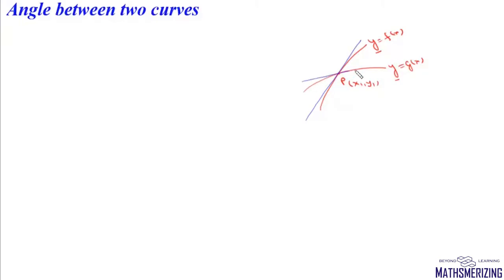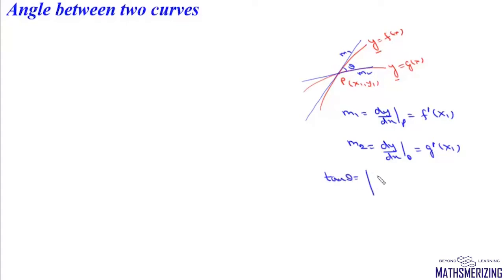at this point P. So we'll find m1, which is dy by dx at point P for this first curve, and that will be f'(x1), and we'll find m2, which is dy by dx at point Q, and that's your g'(x1). Now once we have these two slopes, m1 and m2, we know that angle between tangents is tan theta, and it is (m2 minus m1) upon (1 plus m1 m2).